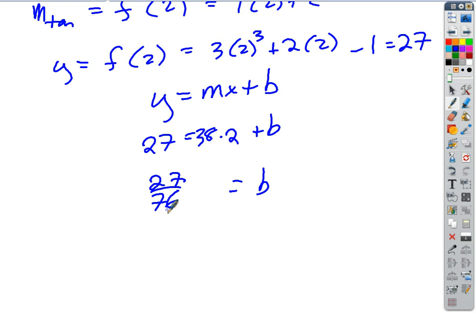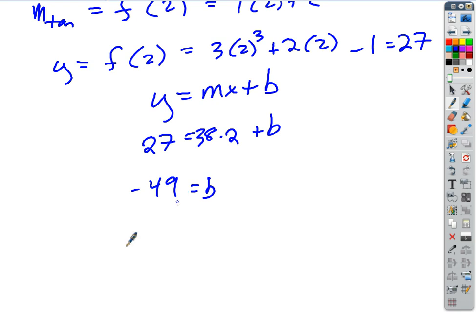Okay. So then y just equals m, which we said was 38. What's that? Actually, yeah. Oh, never mind. You're right. Whoops. See if you're paying attention. Okay, so 27 minus 76 is what? Negative 49. There we go. So negative 49.